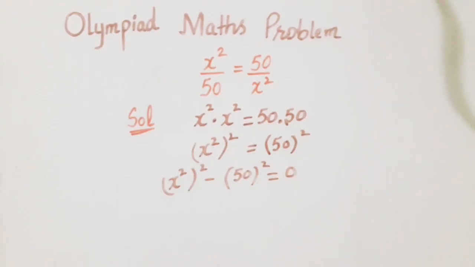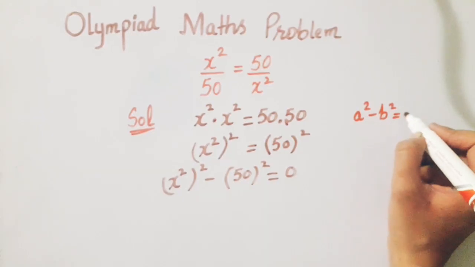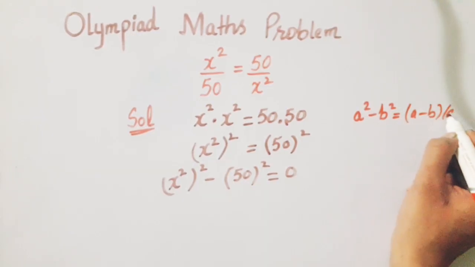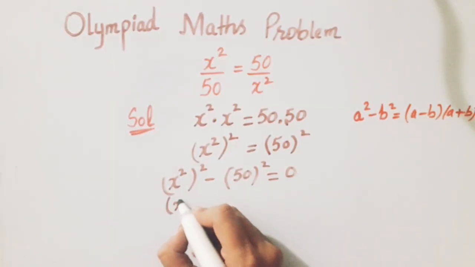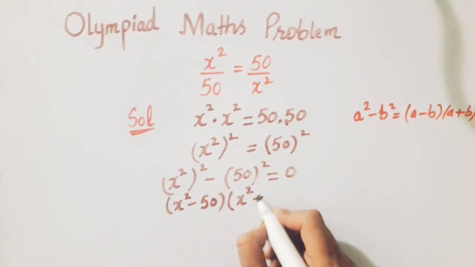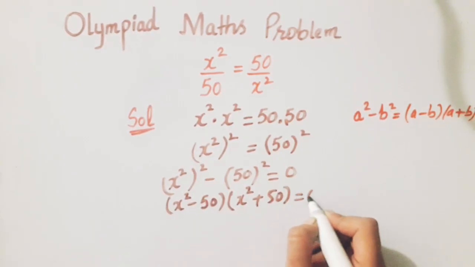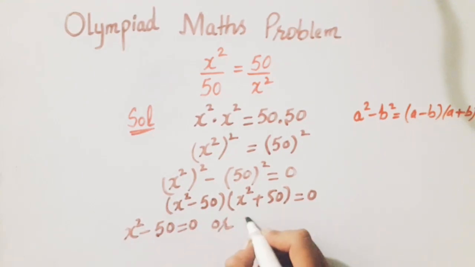Now we will apply the formula here, a square minus b square equals a minus b into a plus b. So we will apply this formula here. So it will become x square minus 50 into x square plus 50, that equals 0. Now there are two factors, x square minus 50 equals 0 or x square plus 50 equals 0.